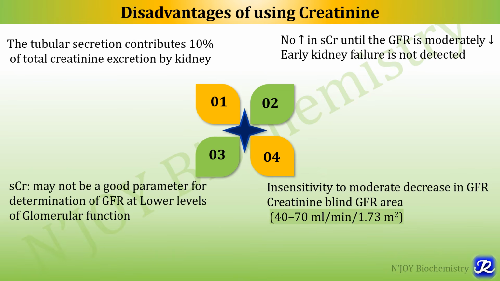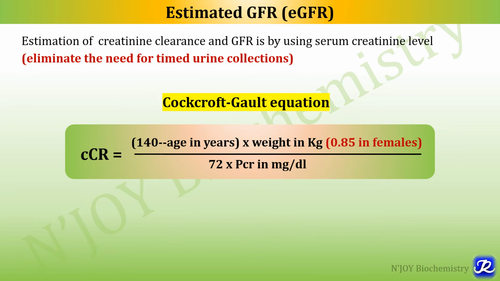And serum creatinine may not be a good parameter for determination of a GFR at lower levels of glomerular function. So these are some disadvantages of using creatinine. Nowadays, calculation of creatinine clearance or GFR does not require the urine creatinine level. So the estimation of creatinine clearance and GFR is done by using only serum creatinine level, and that eliminates the need for timed urine collections.